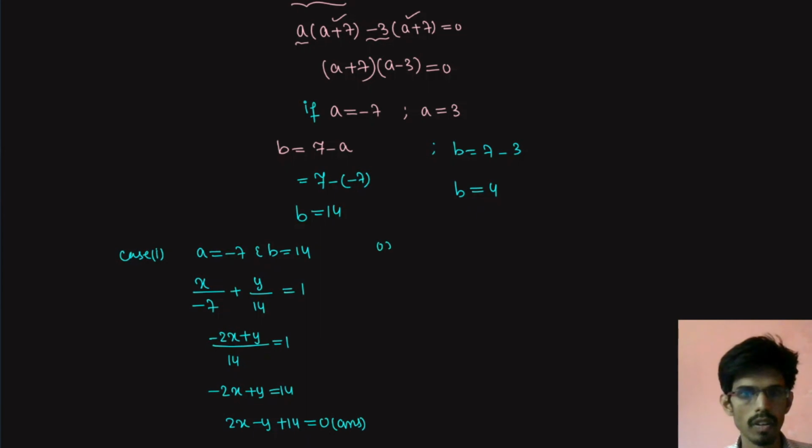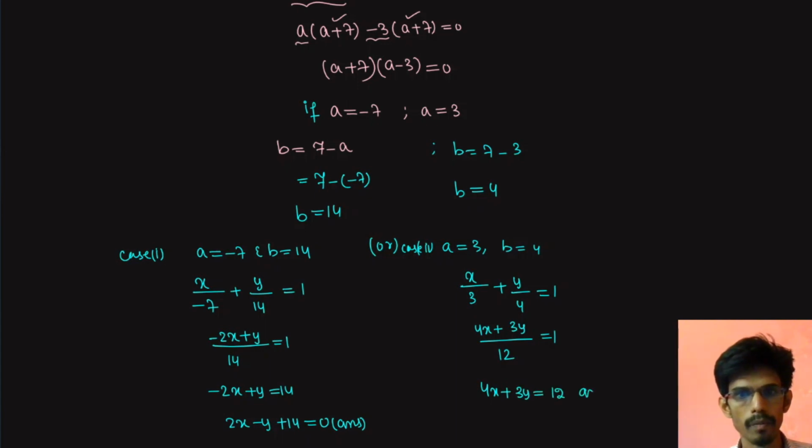Or if I take A value 3 and B value 4, here that will be case 2. So x by A plus y by B is equal to 1. Here the LCM will be 12. This will become 4x plus 3y is equal to 12. So we have two answers here.